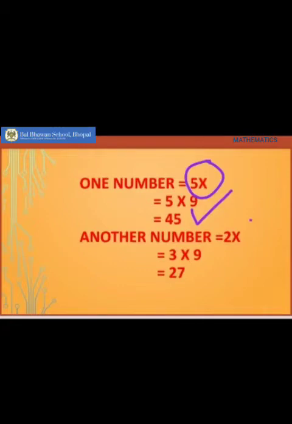The second number was 3x. Again, on substituting the value of x, I have got 27. So that's how I have got both the numbers for which the difference was given and for which the ratio was given. Students, you have multiple questions in exercise 2.2 where you will first frame a linear equation in one variable after reading the situation, and then you will solve it and calculate what you are asked for. So hope you have understood these two questions.